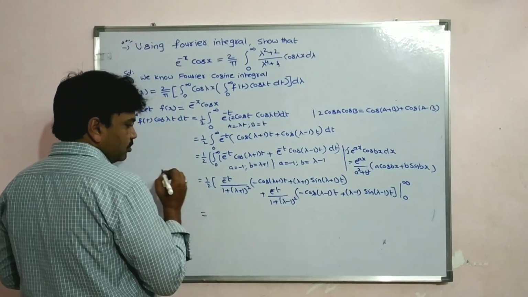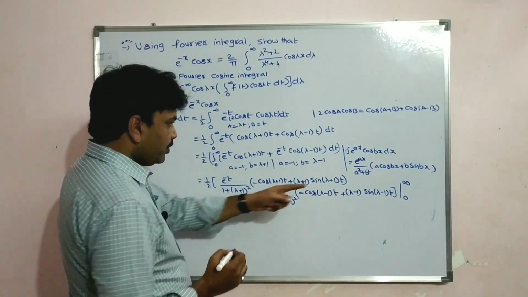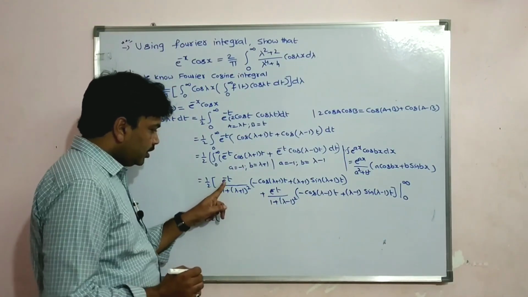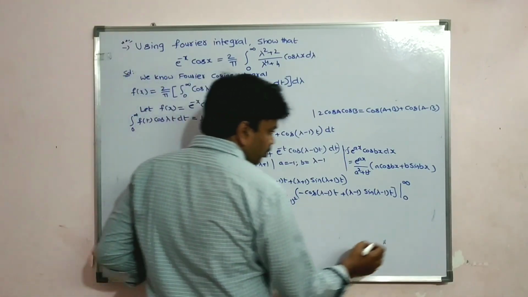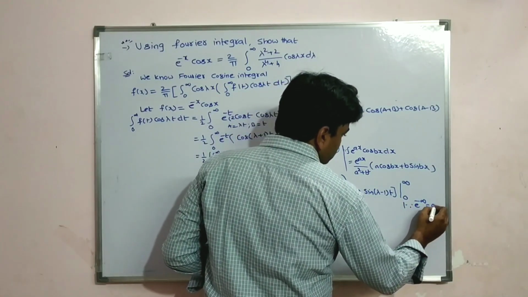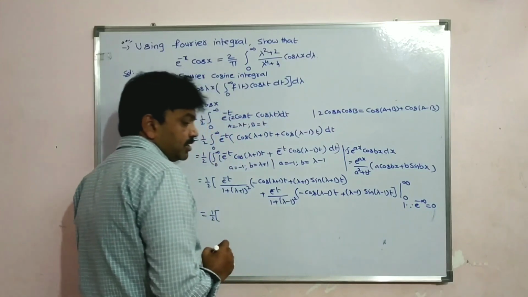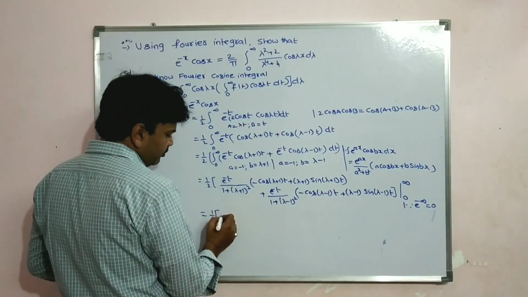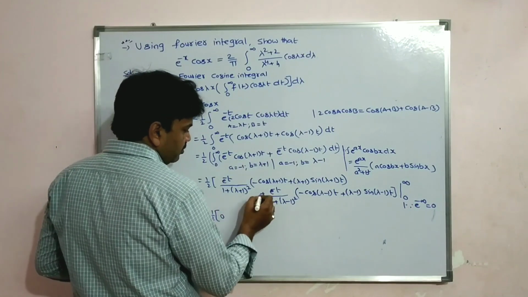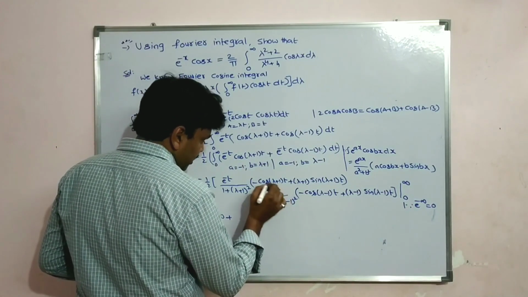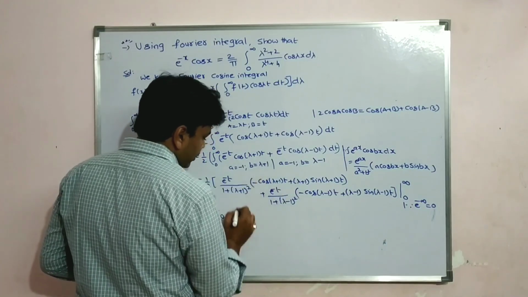So that is equal to, substitute the upper limit, students. So 1 by 2 into e power minus infinity. I know the e power minus infinity value, students: it is 0. So the value is 0. Plus, again here also we have e power minus t, so e power minus infinity, so the value is 0.